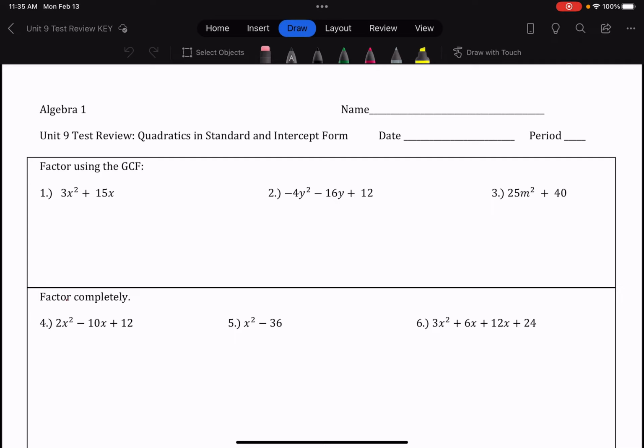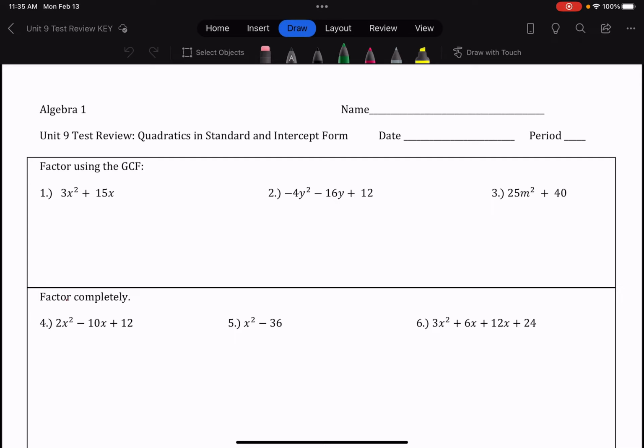So let's just start off with this first page, and this first page really focuses on factoring in the different ways. Looking at this first grouping, it says just factor using the greatest common factor. So we're looking for something that all of the terms given to us have in common. So number 1 says 3x squared plus 15x.